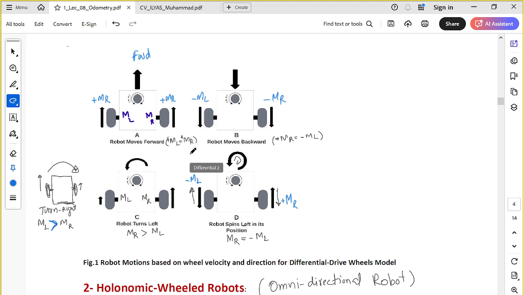So this kind of design is very simple, very convenient, and very cheap.